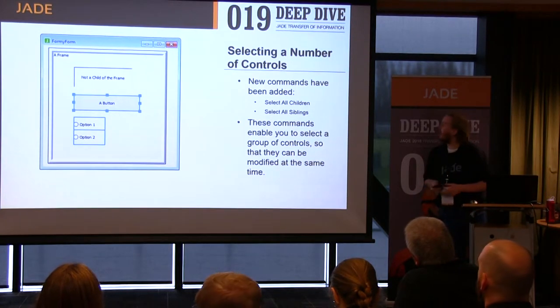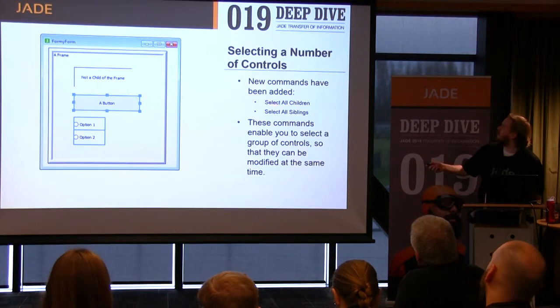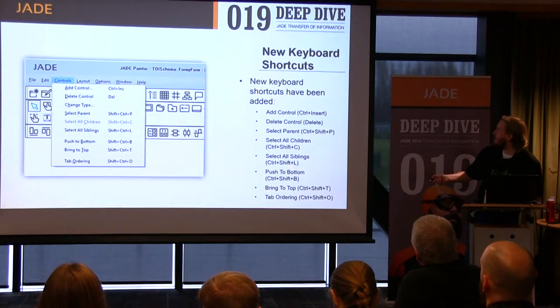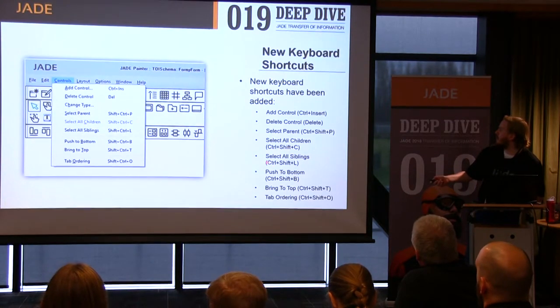Sorry, how do you do that? So there's two new commands, select all children, select all siblings. For the keyboard shortcut for them, children is control shift C, siblings is control shift L, or you can do it from the controls menu if you like.